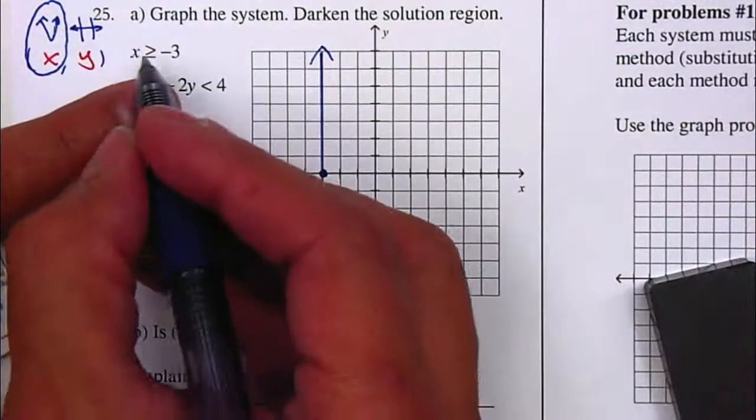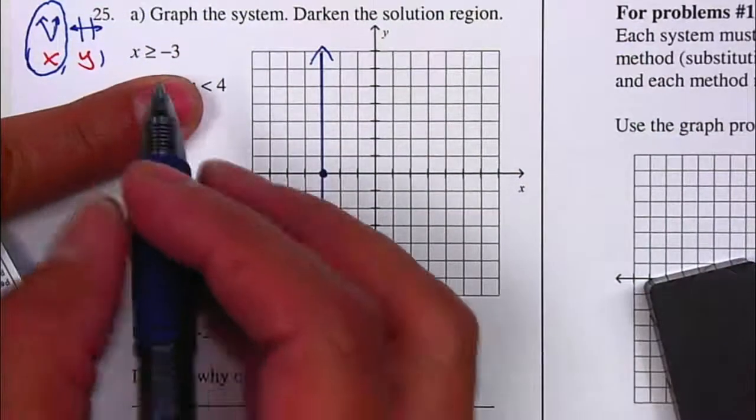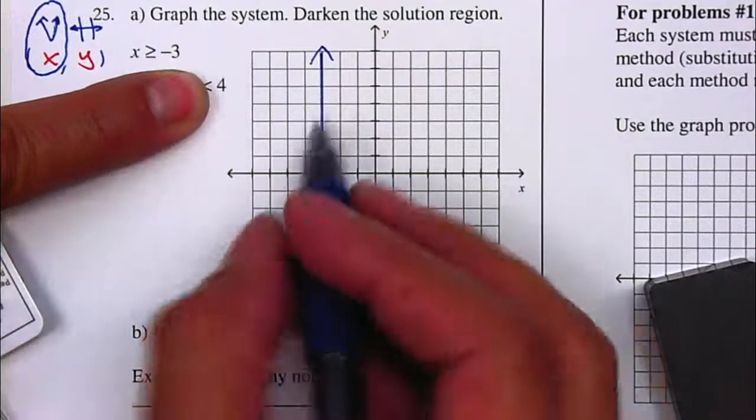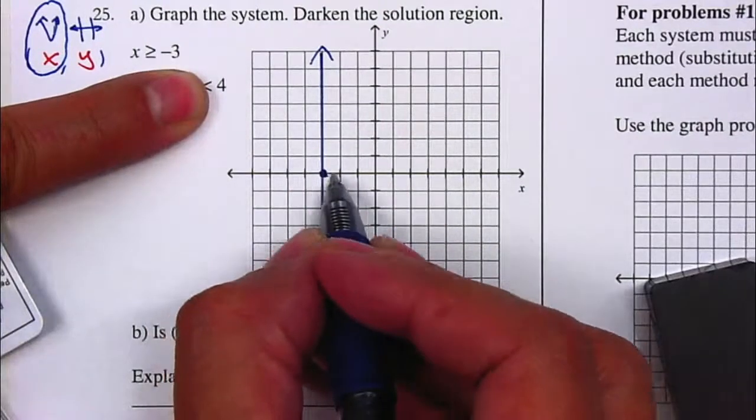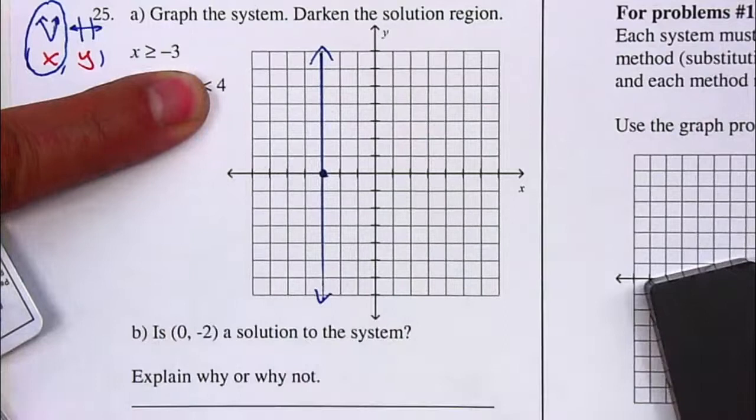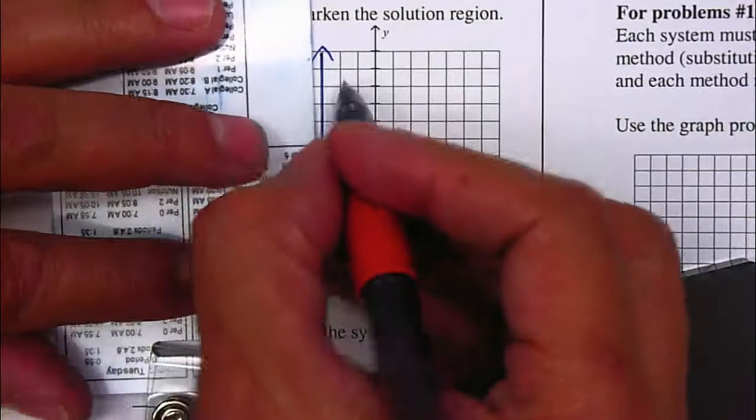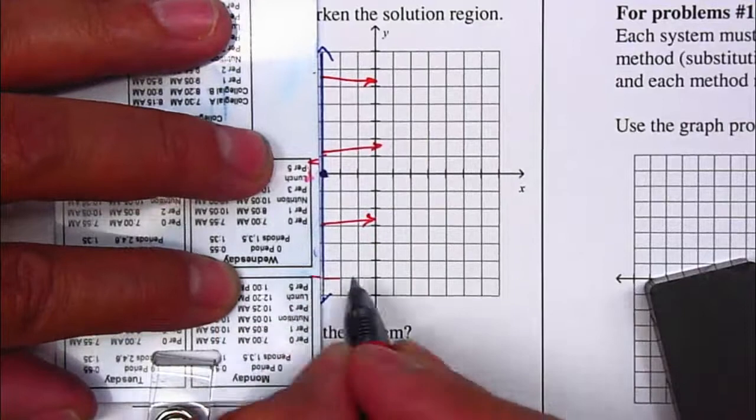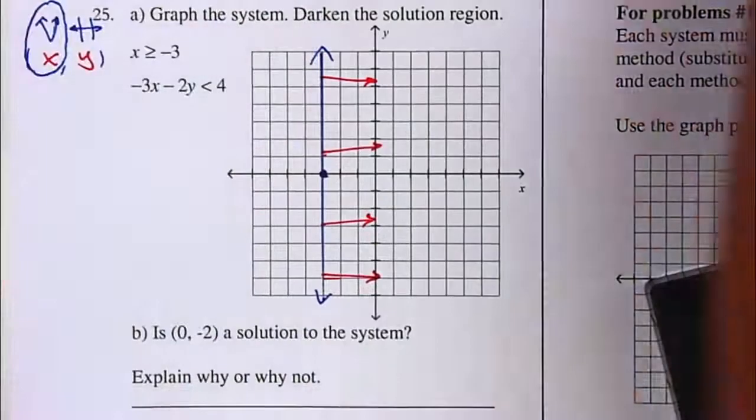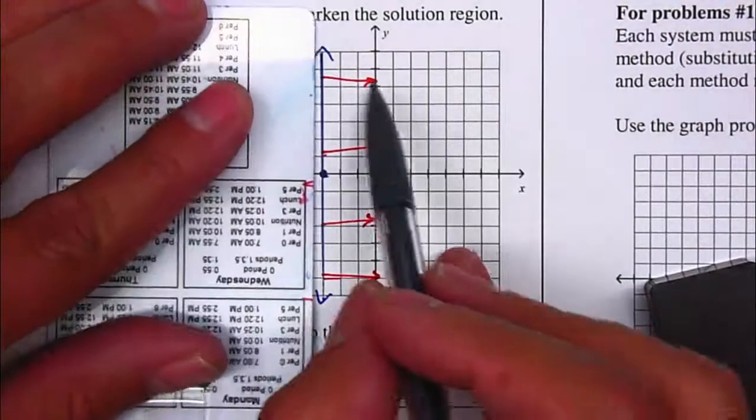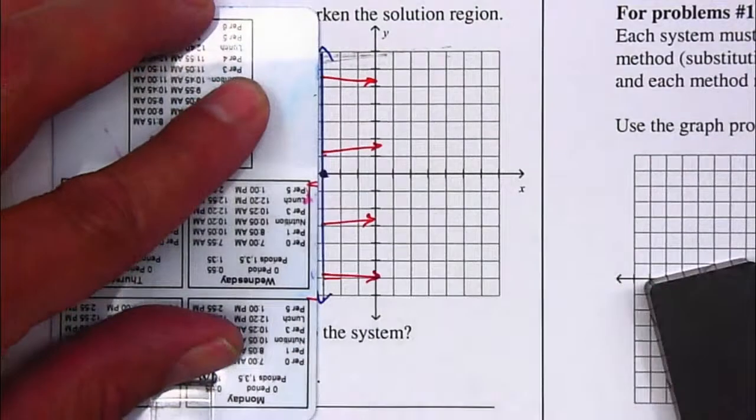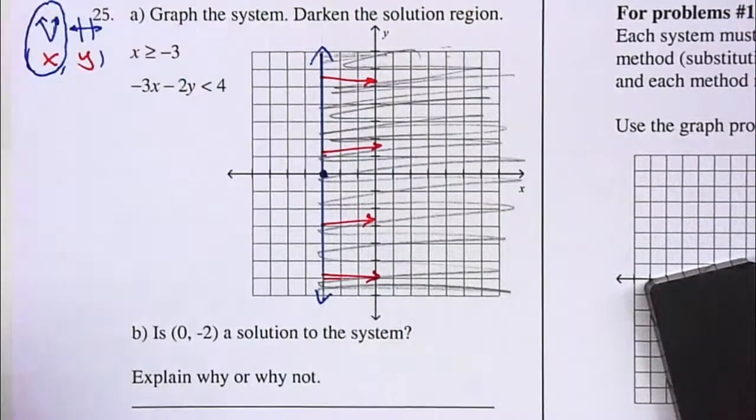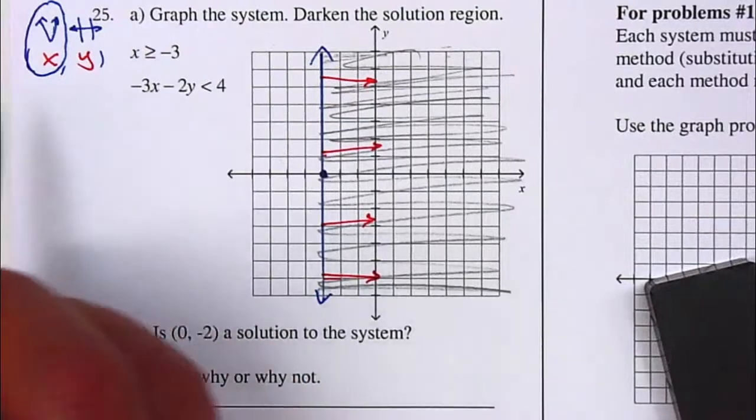I need to decide which side to shade. And I just look at the inequality, which says x is greater than -3. Where are the values greater than -3? To the right or to the left? In this case, it will be to the right. To the right are the values that are greater than -3. And I'm going to shade that section. Remember to shade lightly, because either we're going to have to erase or just make it darker. Those are the solutions for the first inequality.